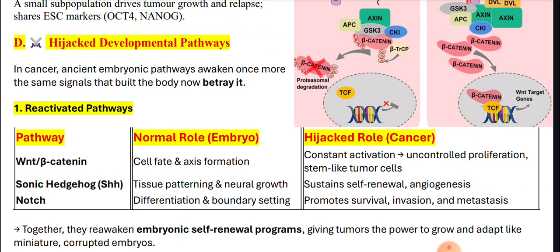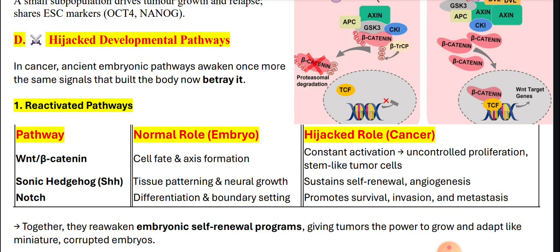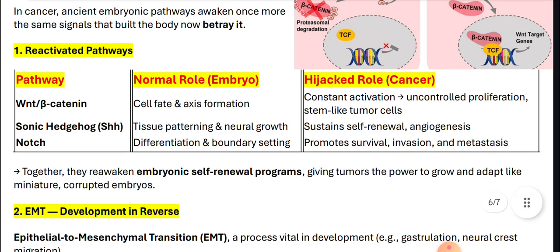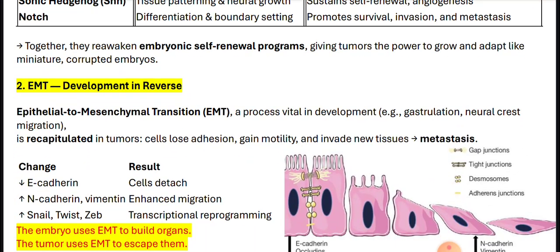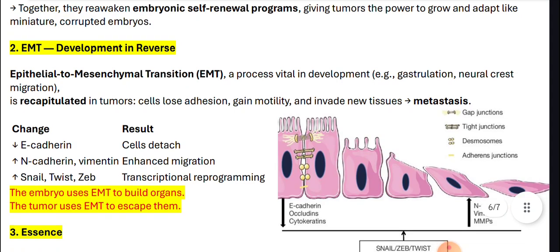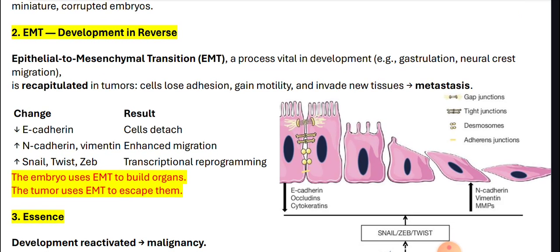The tumor essentially regresses to a pseudo-embryonic state. It taps into these powerful, primitive programs for growth and survival, but without any of the normal developmental constraints or boundaries. It becomes, as the sources suggest, like a miniature, corrupted embryo. And perhaps the most dramatic example of cancer hijacking a developmental process is when tumor cells need to spread. This involves that epithelial to mesenchymal transition, EMT, we touched on earlier.